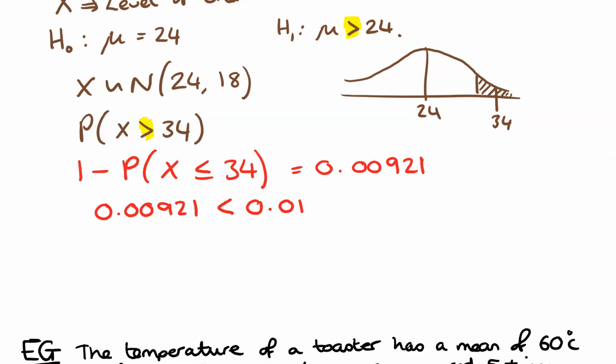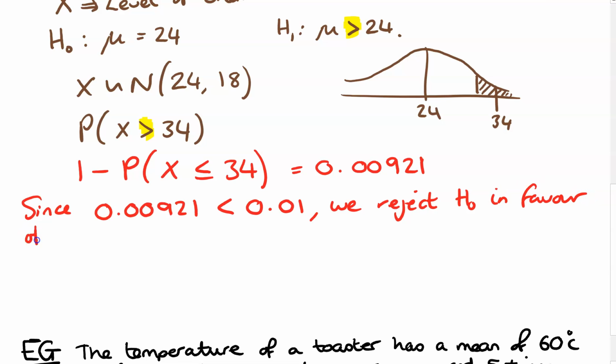Are you going to reject the null? Are you going to accept the null? And you must put it in context. So to finish this off, we could say, since this inequality, we reject H0 in favour of H1.